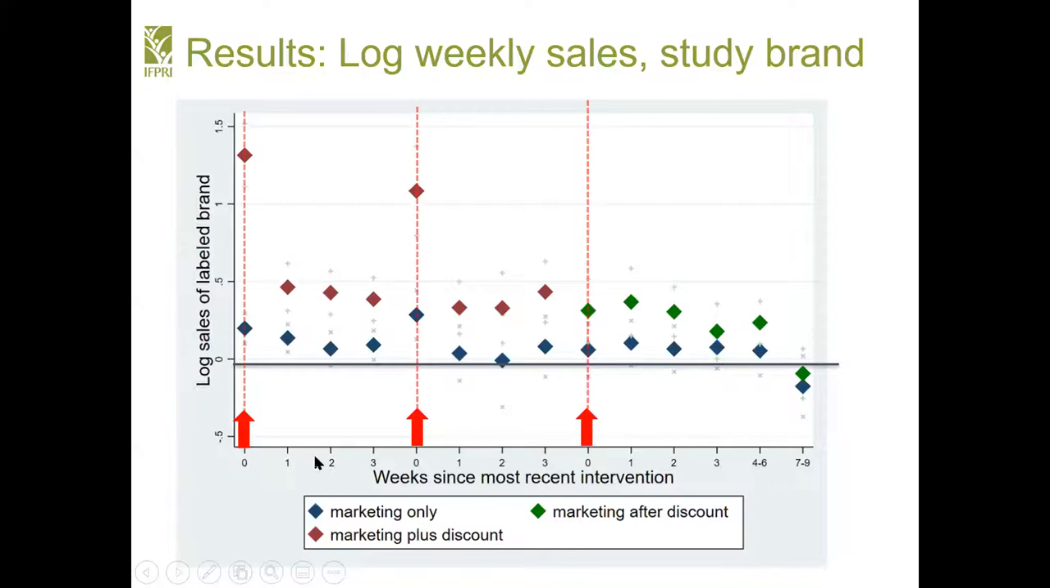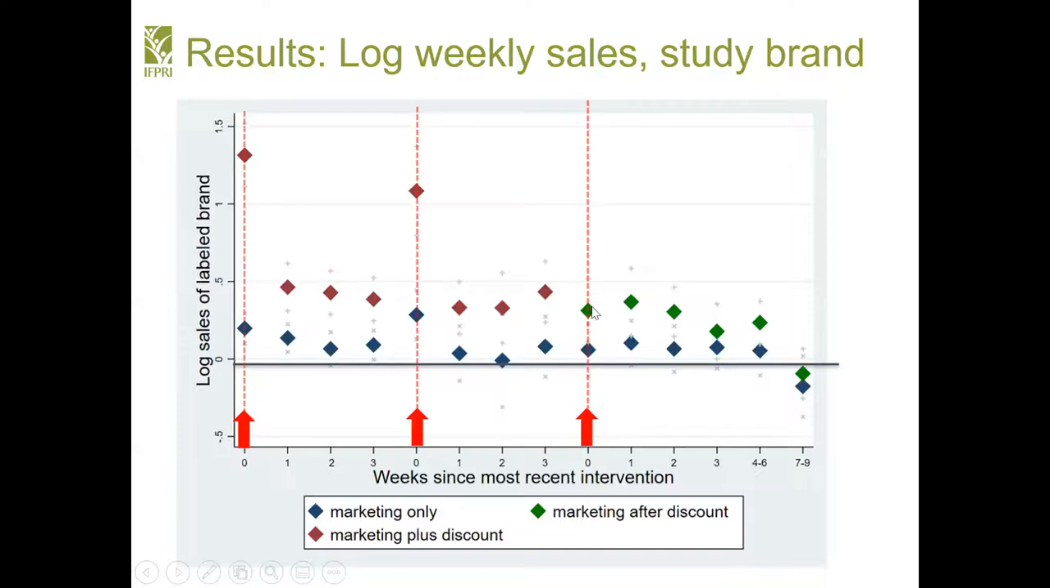When we also offered the discount for more intensive promotion, we see, of course, a huge effect when the discount is active. This is a 10% discount on the maize. But what's really interesting is that people seem to continue their purchase behavior of that heavily marketed food for subsequent weeks. Again, we did this discount in a subset of shops, and again, we see a lagged effect.